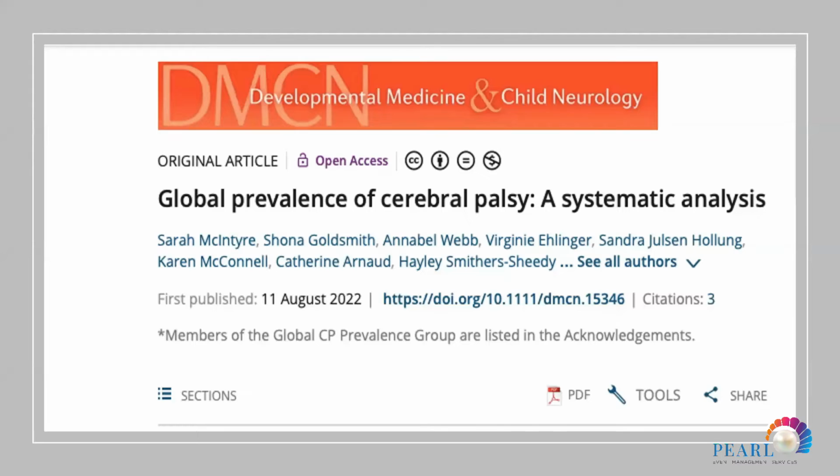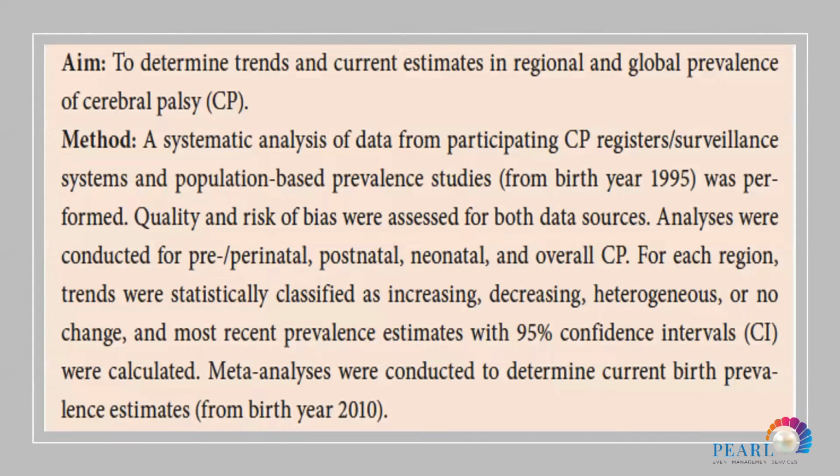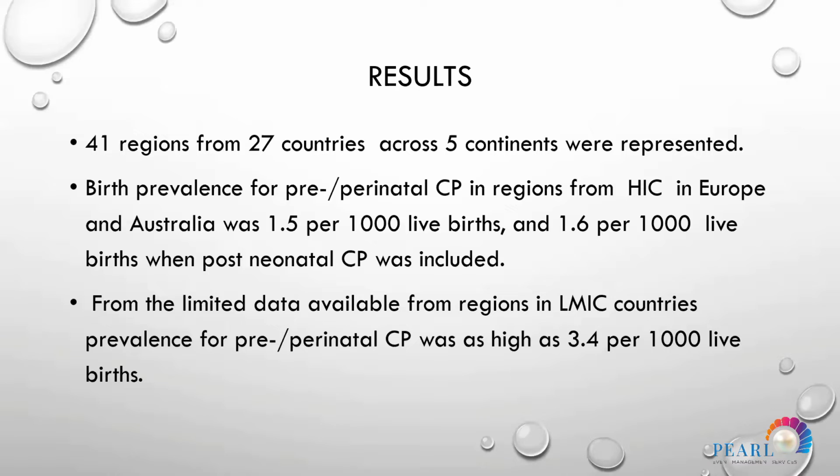I searched the literature about the current prevalence rate globally and also its trend, and this publication I found in Developmental Medicine and Child Neurology. It's a systematic analysis to determine the trends and current estimates in regional and global prevalence of CP. When I looked at the results, I found that 41 regions from 27 countries across 5 continents were represented. Birth prevalence for pre- and perinatal CP in regions from high-income countries in Europe and Australia was about 1.51 per 1,000 live births. However, when post-neonatal CP was included, it was 1.6 per 1,000 live births.